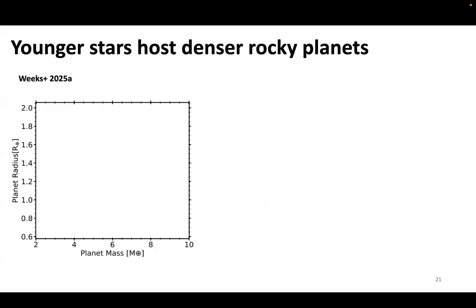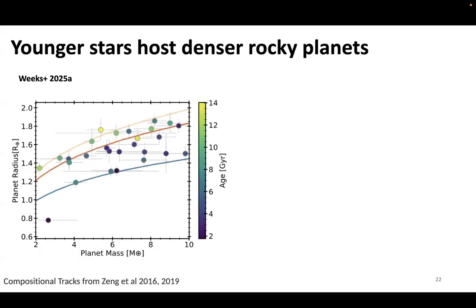On the x-axis here is the planet mass, and on the y-axis is the radius. So this is a slightly different parameter space to the previous plot I showed you. But this is how we start to consider planet compositions. This is one of the parameter spaces that we do that in. I'm going to plot the planets here, and you can see that they are color-coded by these homogeneous ages that we got from the study.